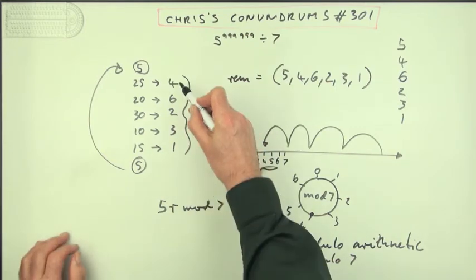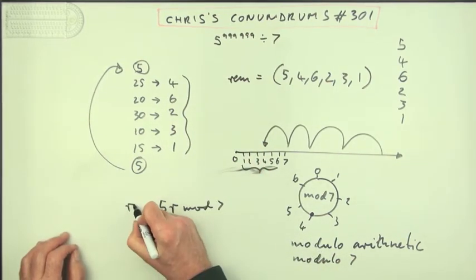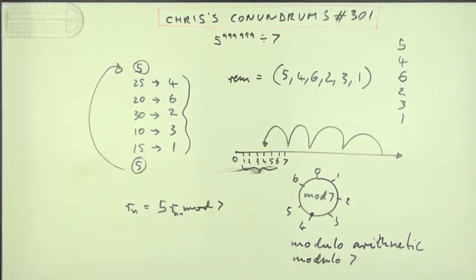That would be the recurrence relation, if you like, the rule that takes you from one step to the next. Rn would be 5 times the previous one, mod 7. And I'm putting mod 7 like an operator there. So I've just got an equal to it.